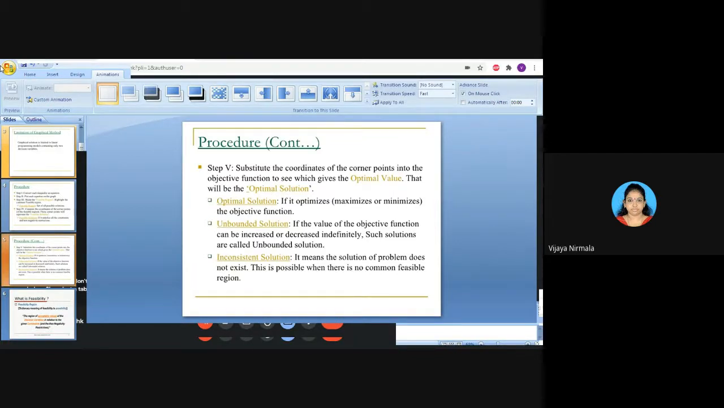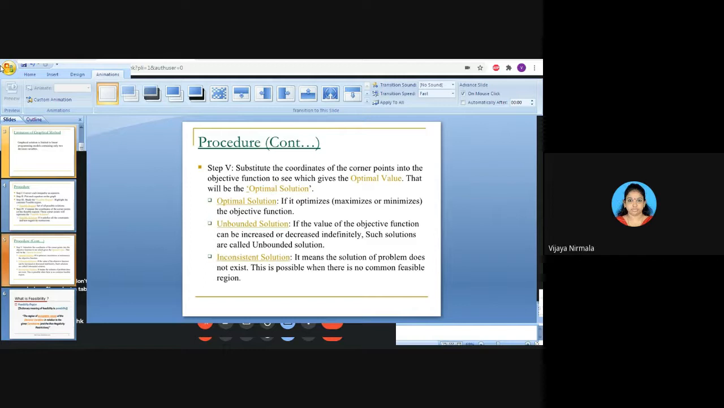And in this, we have unbounded solution also. That is, if the value of the objective function can be increased or decreased indefinitely, such solutions are said to be unbounded solutions. Generally we get only optimal solution, right? And the other one is inconsistent solution. It means that the solution of the problem does not exist. You don't get a solution. You can write it as inconsistent solution.